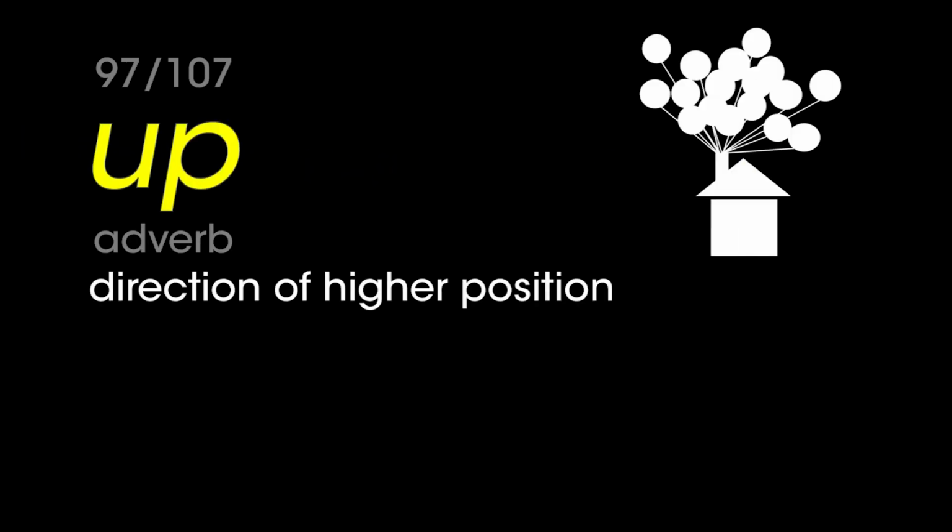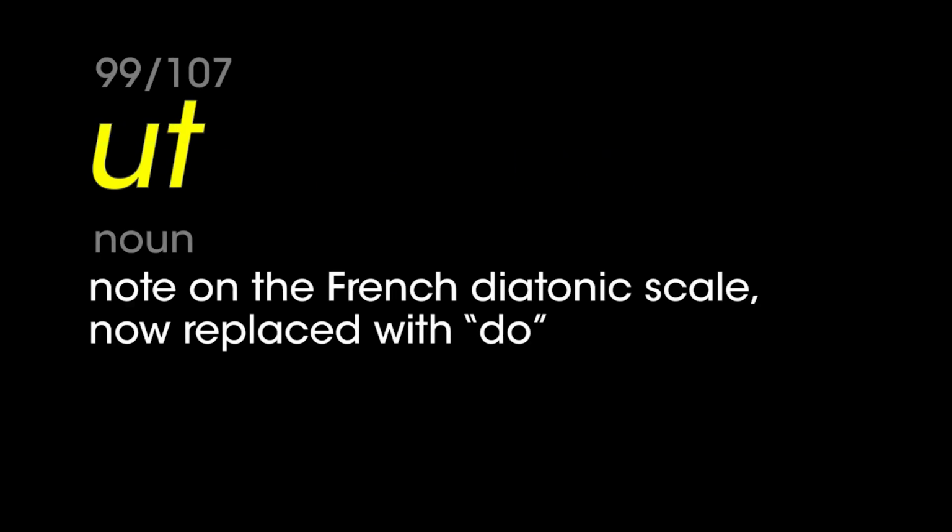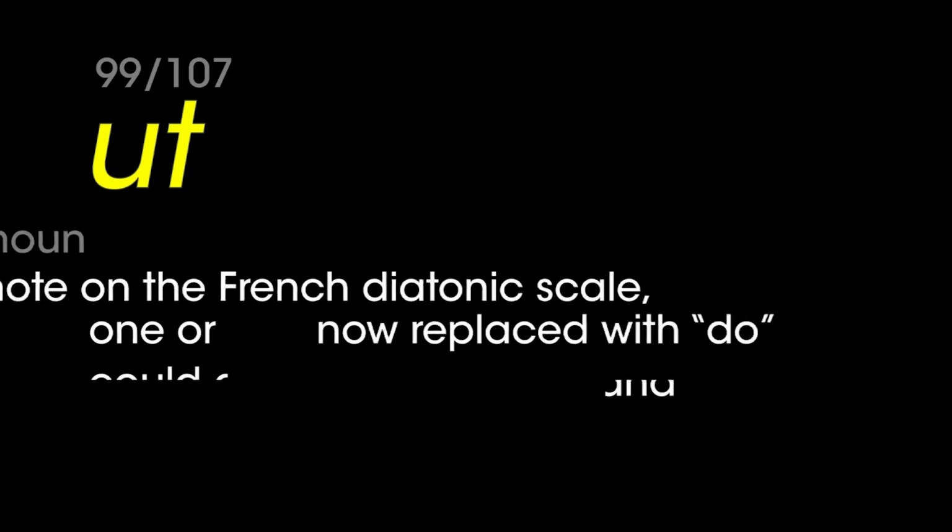Up. Direction of higher position. Okay, yeah, that's a legitimate one. Us. Referring to a speaker along with one or more other individuals. Okay, good. Oh my god, there's so many words. Oot. Yeah, this is oot, which is a note on the French diatonic scale, which is, I guess, now replaced with do. I guess that's what it used to be, or something. Diatonic scale, it's related to that. What was do on this? I think so.